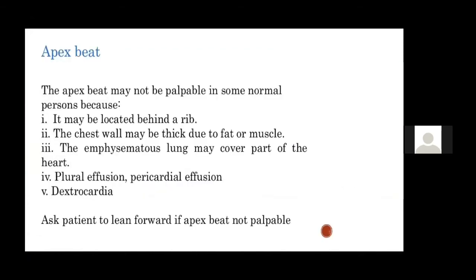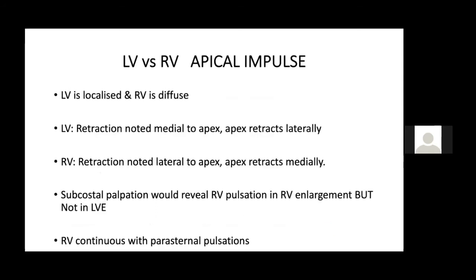Now there are many conditions where you may not be able to feel the apex, and the examiner may ask you why you did not get an apex. Many a time in an obese patient, or if the apex is behind the rib, you may not be able to palpate it. In thick chest wall individuals and patients with emphysema, too much lung may cover part of the heart, so you may not be able to feel it. In patients with significant pleural and pericardial effusion, you may not be able to feel the apex. Also, if the patient has dextrocardia and you are looking for the apex at the wrong place, you may miss the cardiac apex. So these are the conditions where you may not be able to feel the apex.